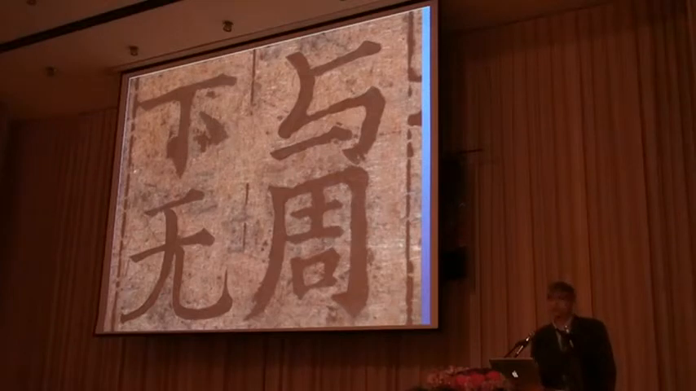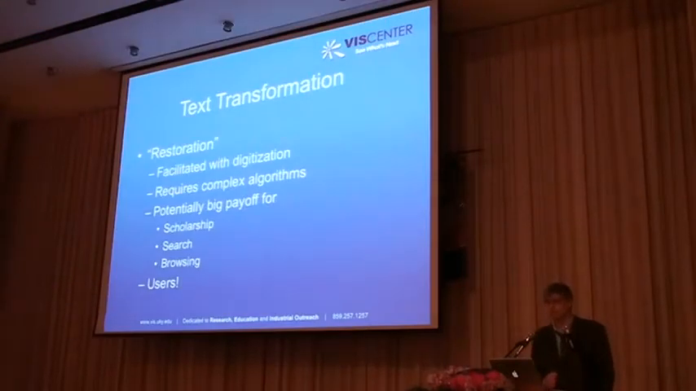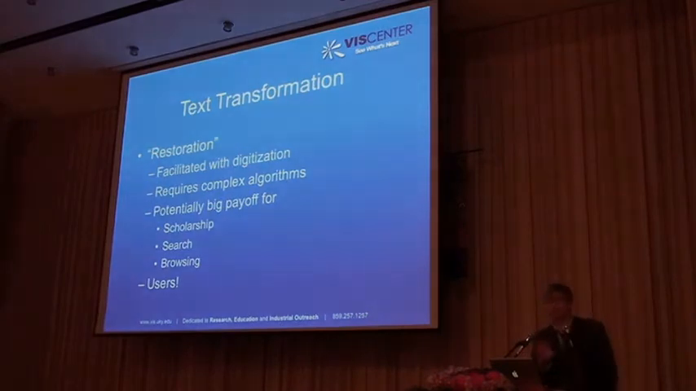In digital registration, if you get the wrong character, you can go back and change it. If you get the wrong stroke, you haven't damaged the original text. Okay, so we've done flattening, we've done registration, which is also useful for text transformation.